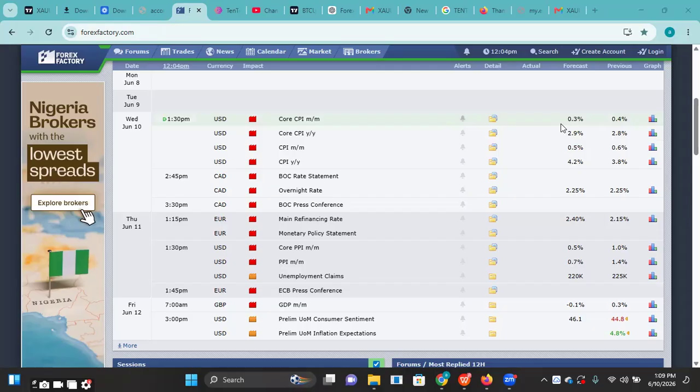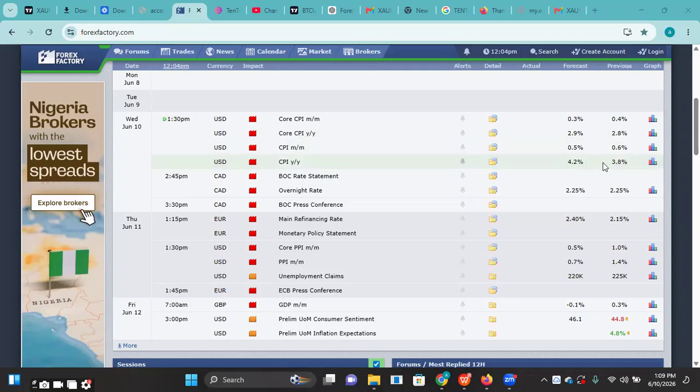The first one here, we have the forecast is lesser than the previous, telling us that the United States dollar will most likely come out weak. And yeah, we have 2.9, where the forecast is greater than this, with just a 0.1% margin, telling us it should buy. This one is 0.5, 0.6, most likely weak, so it should sell. And lastly, this one at 4.2, 3.8, the margin is a bit different. And this is telling us most likely USD should be strong.